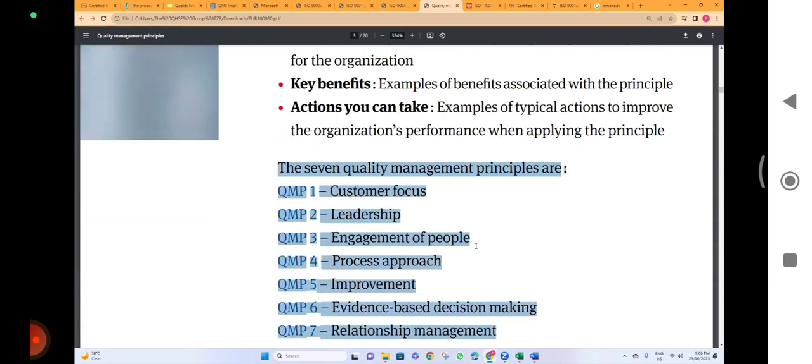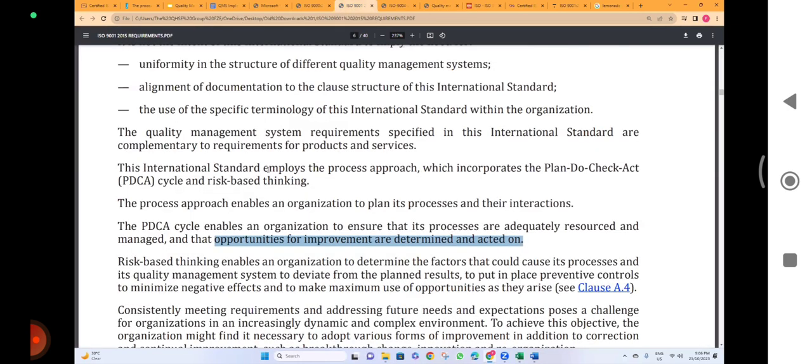So ISO said, what are we going to do? They said, we are going to have a standard that employs the process approach, the PDCA, and the risk-based thinking. And in order for you to employ the process approach which incorporates PDCA and risk-based thinking, here are the 12 steps that you have to do.